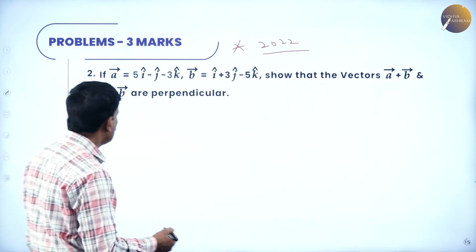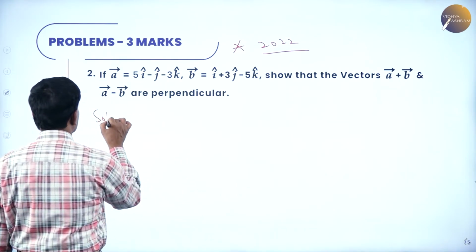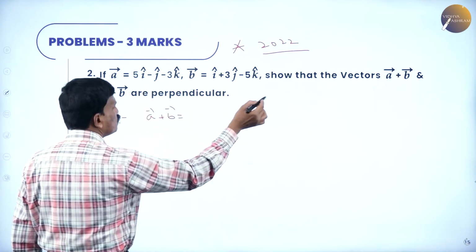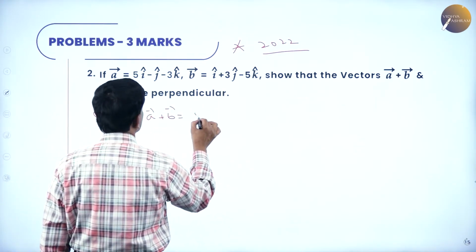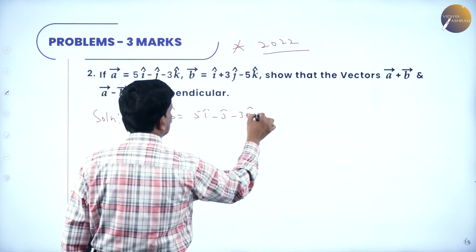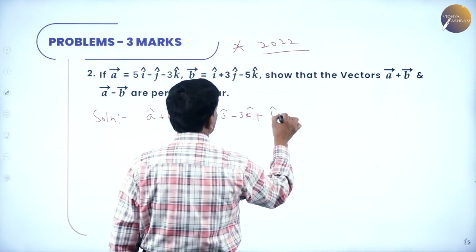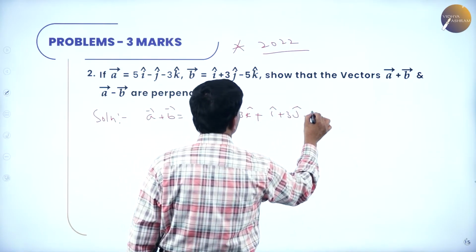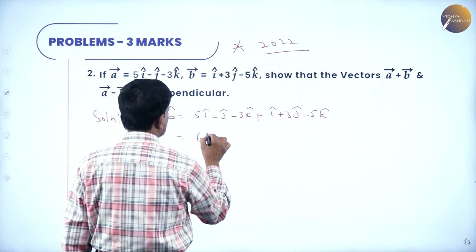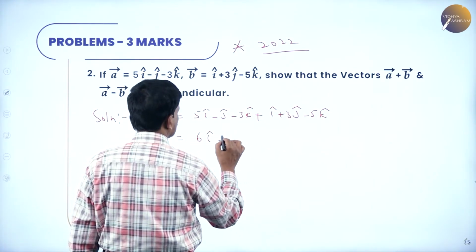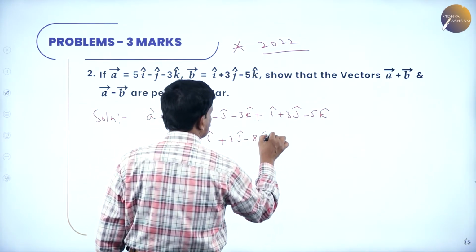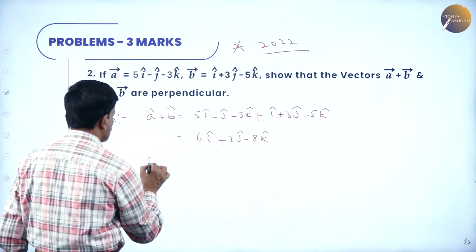Now let us find the sum, vector A plus B. What is A? Vector A is 5i minus j minus 3k plus vector B, i plus 3j minus 5k. So this is equal to 5i plus i is 6i, plus 3j minus j is 2j, minus 5 minus 3 is minus 8k. This is A plus B.